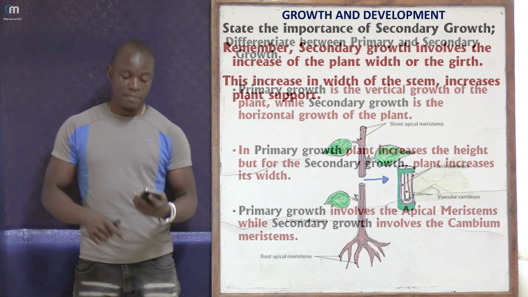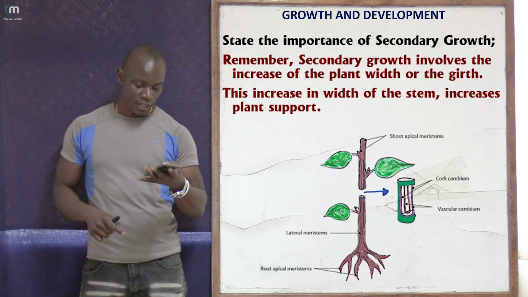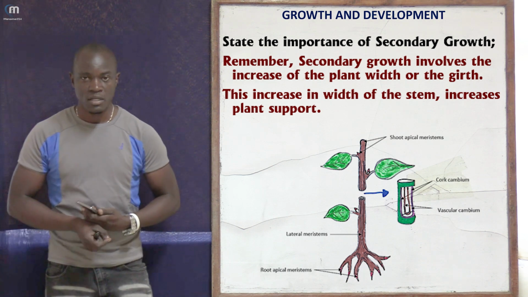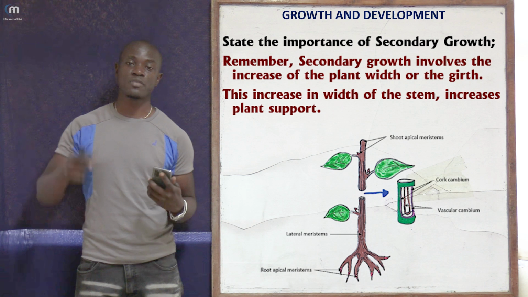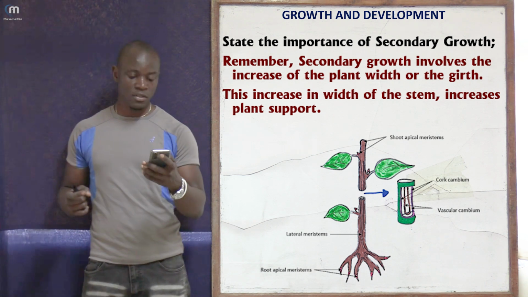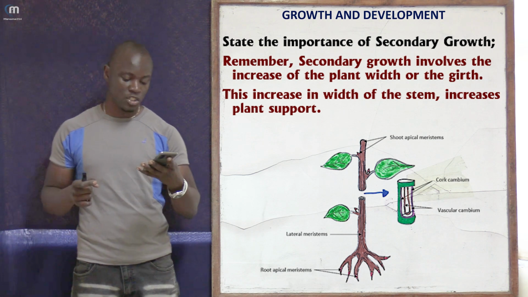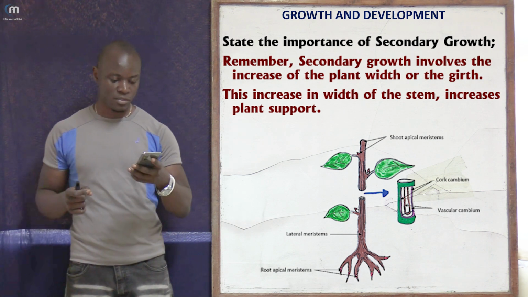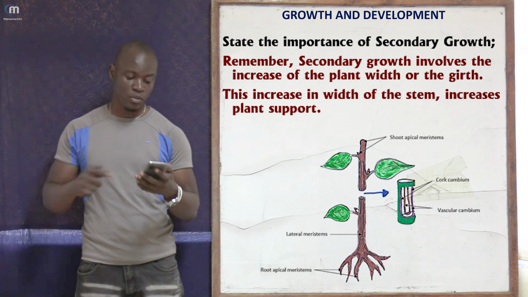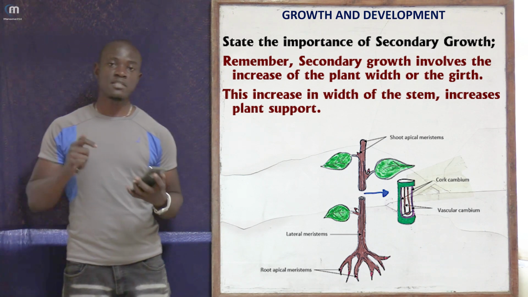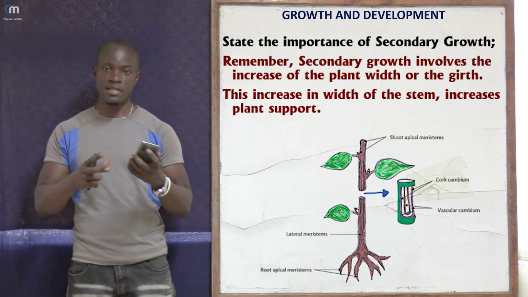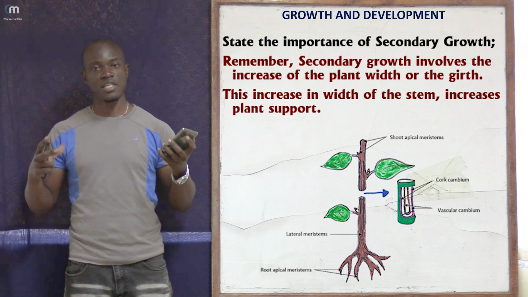So the next question we are being asked is to state the importance of secondary growth in plants. Secondary growth mainly takes place in the regions called the cambium regions. The cambium regions are mainly found on the stem. So on this stem, we have the cambium regions, whereby the function of cambium is to increase the girth or the width of the stem.